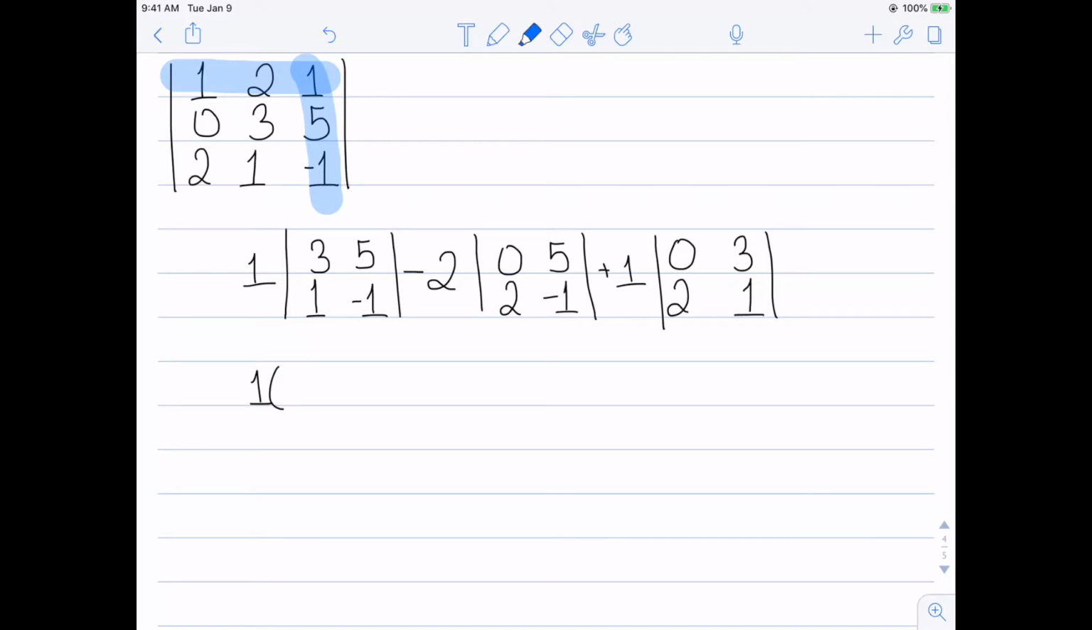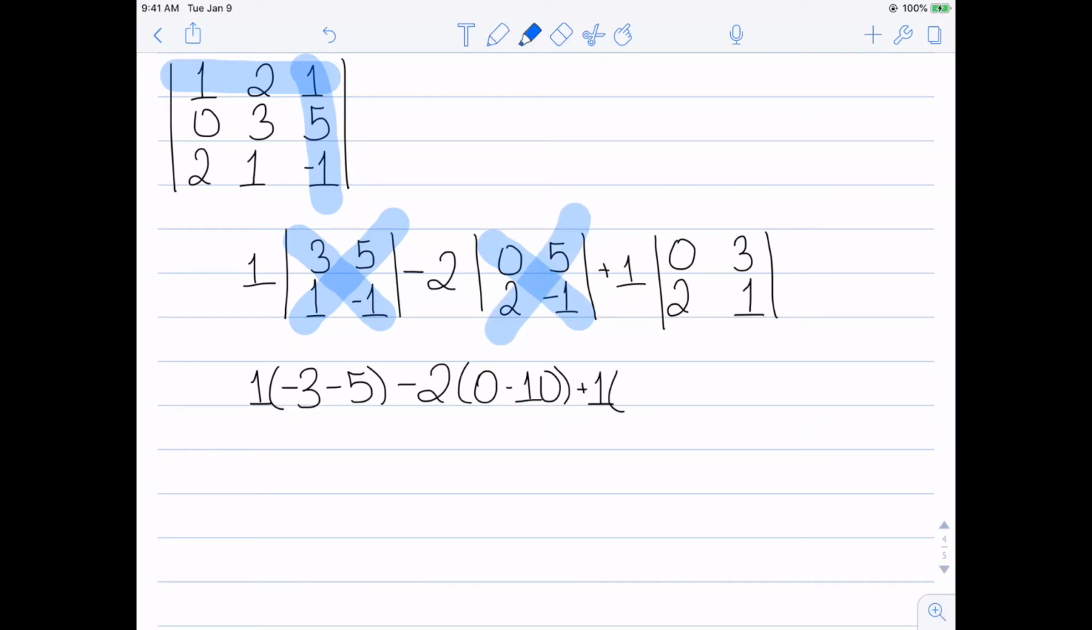For the first one, I have 3 times negative 1, which is negative 3, minus 5. Moving on to the next, we have a minus 2. And we multiply that by the determinant, which would be 0 minus 10. We then have, for our final one, 1 times 0 minus 6.